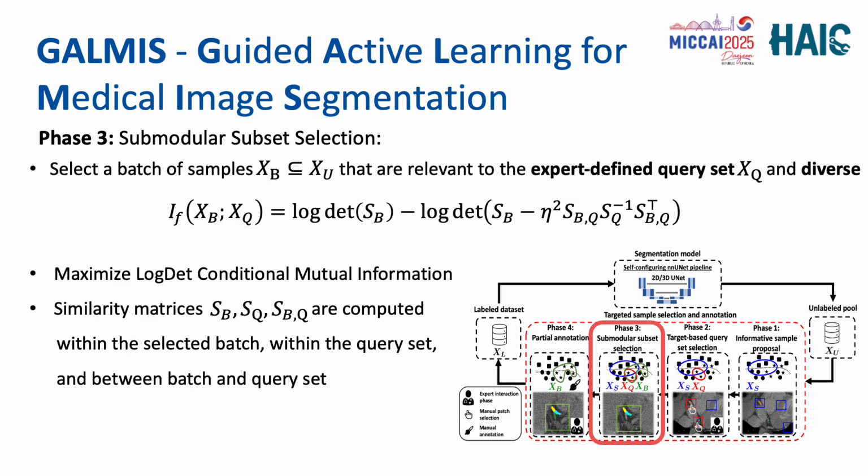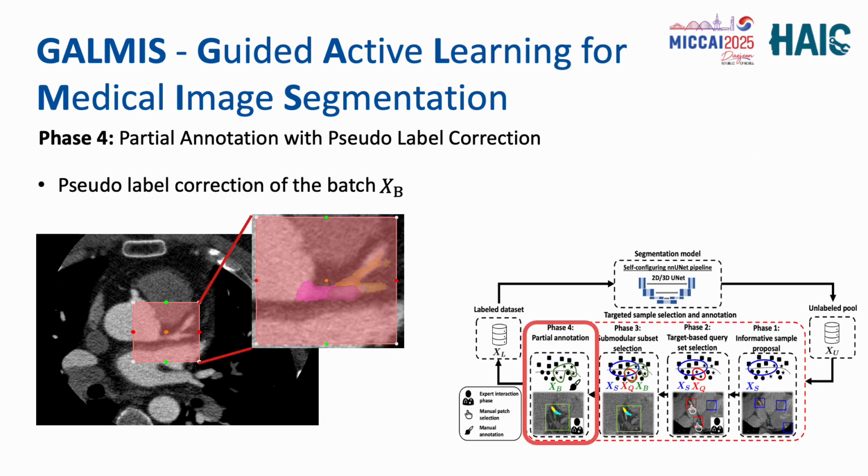In the third phase, submodular subset selection is applied to identify samples that are relevant to the expert-defined query set and diverse among themselves, using a mutual information measure. In the fourth phase, the selected batch of samples is annotated by refining the pseudo-labels.